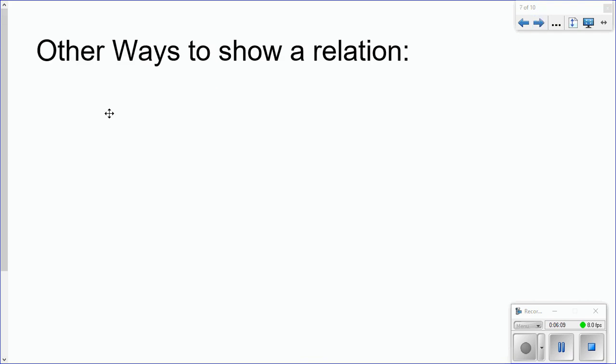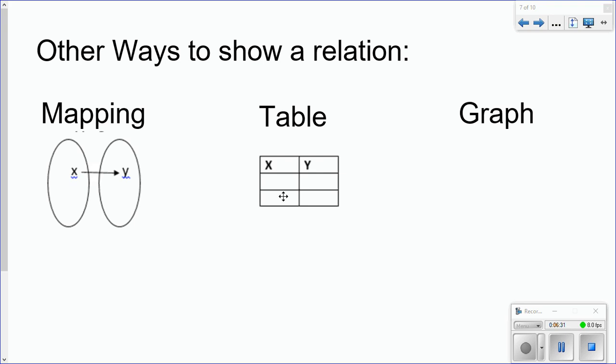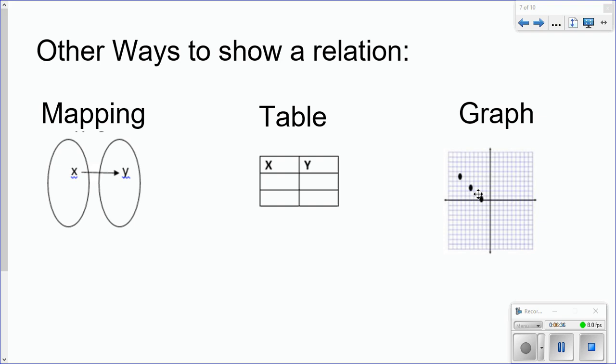Other ways to show a relation are mapping, a table, and a graph. So mappings are these like circly things. I call them bubbles. It's a circle, and the x values are always in the first one, and the y values are always in the second one. And there's an arrow that points to which one's matched to which. A table is pretty straightforward. Just list your x's and y's.